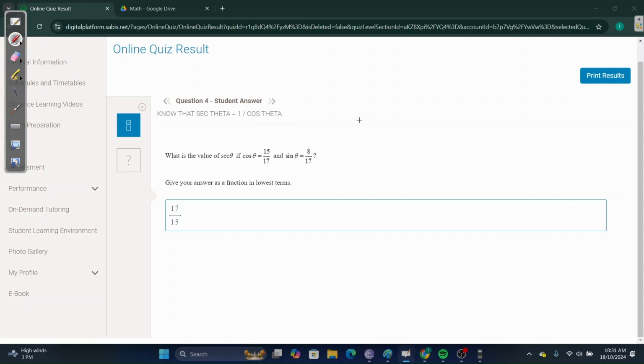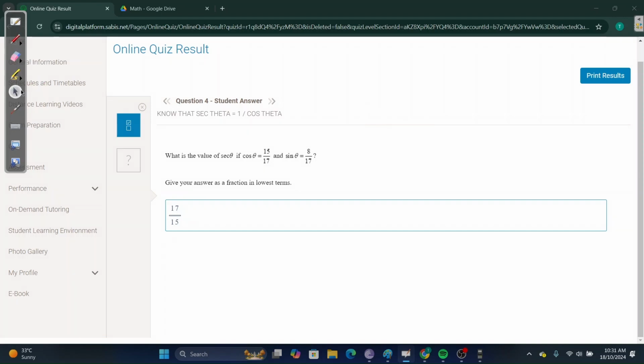Secant theta is the reciprocal of cosine theta, so secant theta is equal to 1 over cosine theta. Just apply it. Secant of theta is 1 over 15 over 17, which again is the reciprocal. So 17 over 15, and that's your answer.